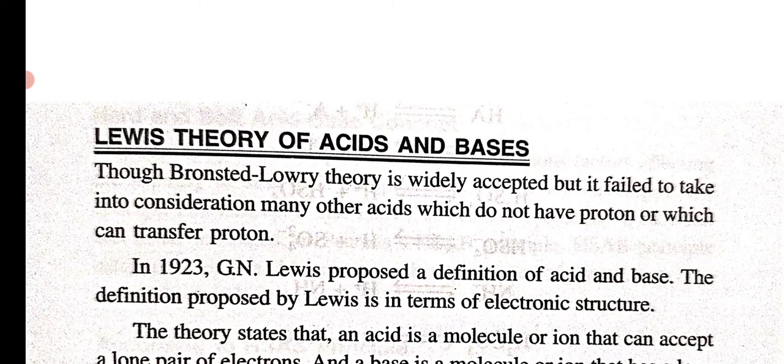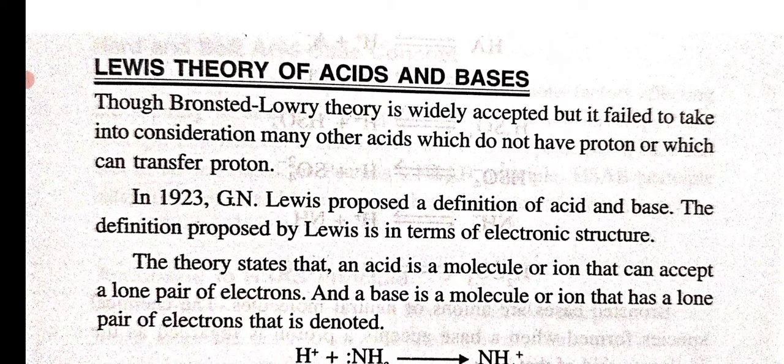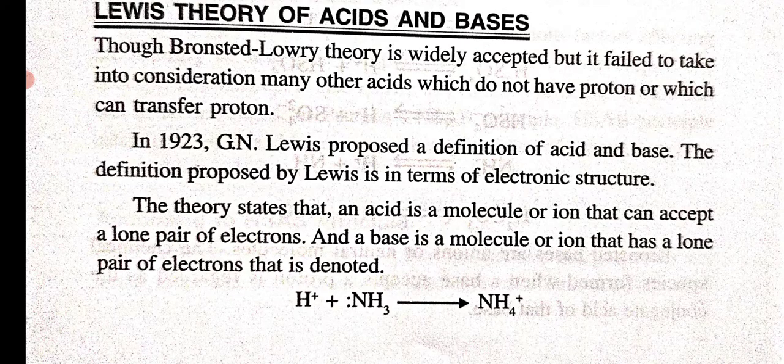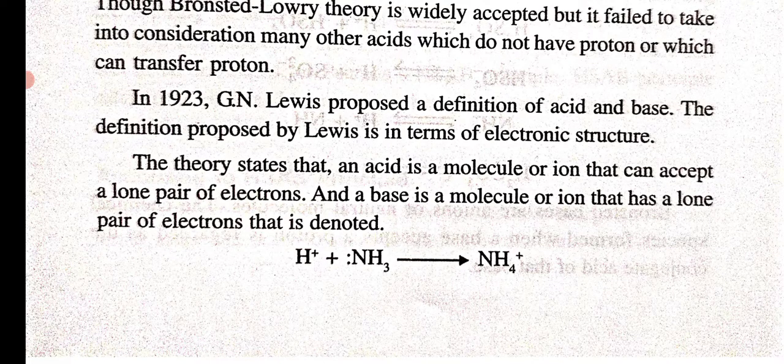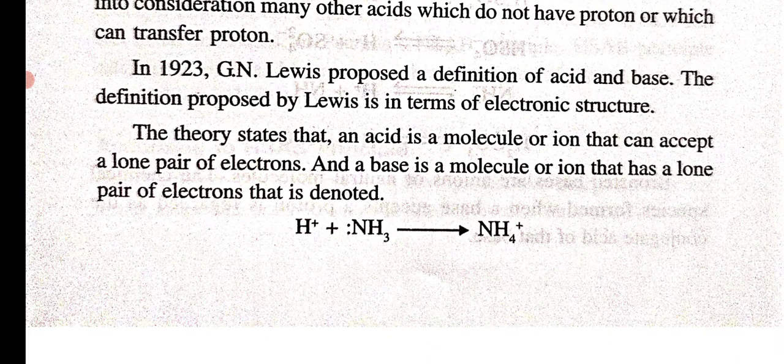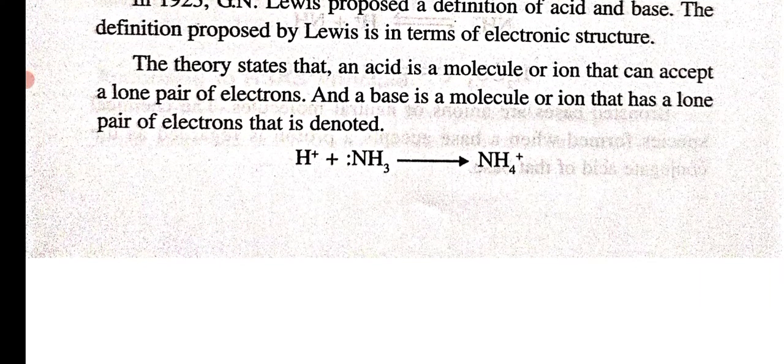Next is Lewis theory of acid and base. Though Bronsted-Lowry theory is widely accepted, it failed to take into consideration many other acids which do not have a proton or which cannot transfer a proton. In 1923, G. N. Lewis proposed a definition of acid and base. The definition proposed by Lewis is in terms of electronic structures. The theory states that an acid is a molecule or ion that can accept a lone pair of electrons, and a base is a molecule or ion that has a lone pair of electrons that is donated.